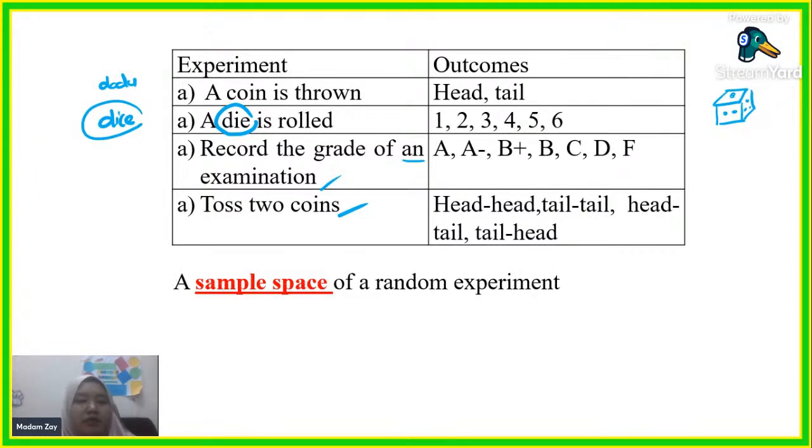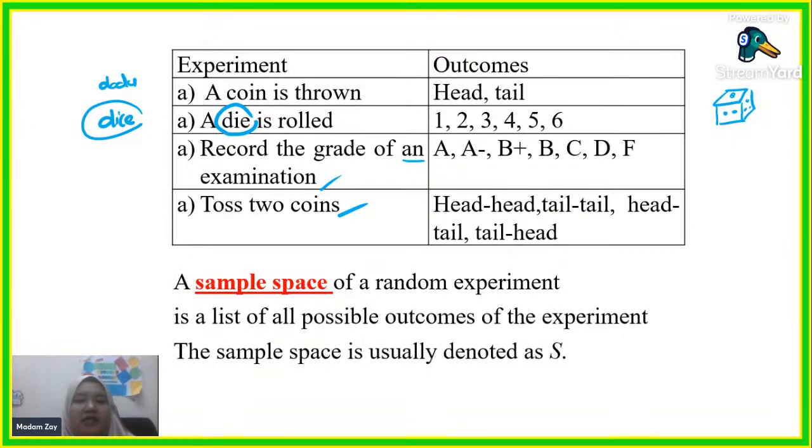A sample space of a random experiment is a list of all possible outcomes of the experiment.